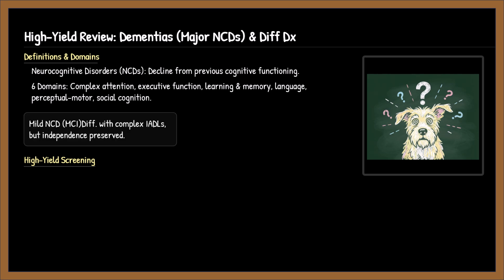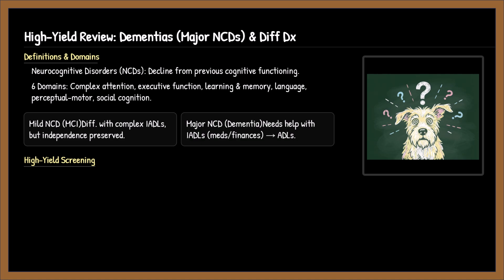Mild neurocognitive disorders, there's a moderate decline with difficulty with ADLs, but their independence is preserved. Major neurocognitive disorders or dementia, the patients need help with ADLs, meds and finances, and their decline is so severe that they do eventually need help with the ADLs as well.